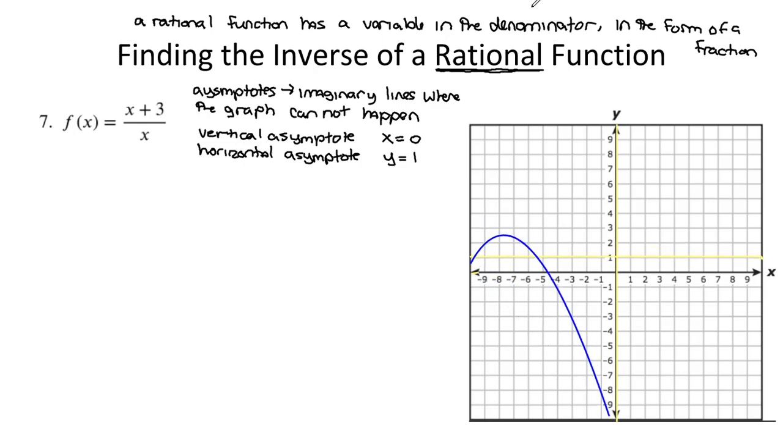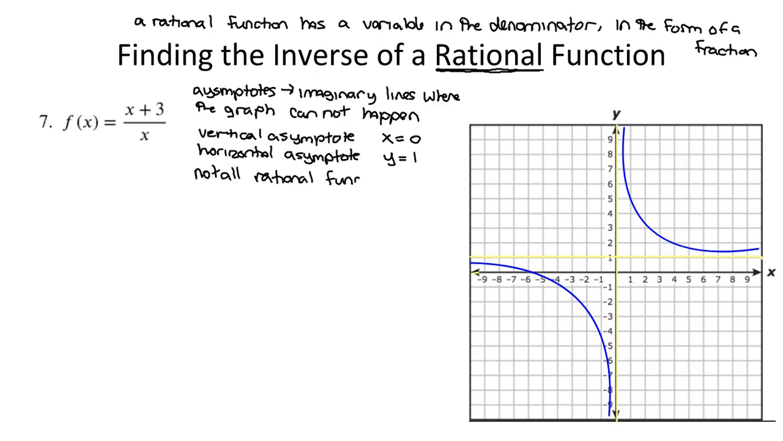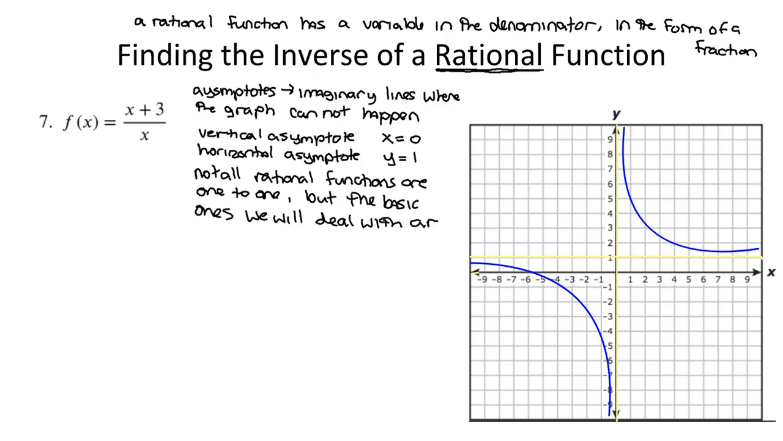Now, feel free to go ahead and graph this in your graphing calculator. You're going to see something that kind of looks like this. And keep in mind, when you graph it in the graphing calculator, put parentheses around the x plus 3. Anyway, you'll notice it is a one-to-one function. Now, not all rational functions are going to be one-to-one, but the basic ones that we're going to be looking at are going to be one-to-one. So you don't have to worry too much about that part of it.